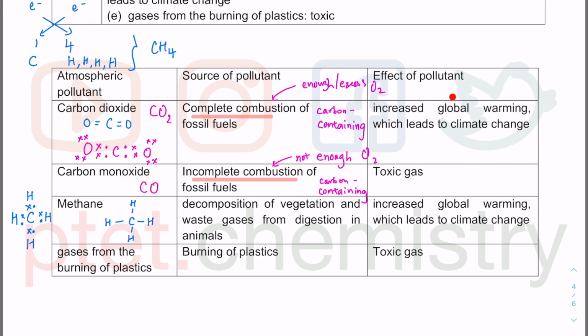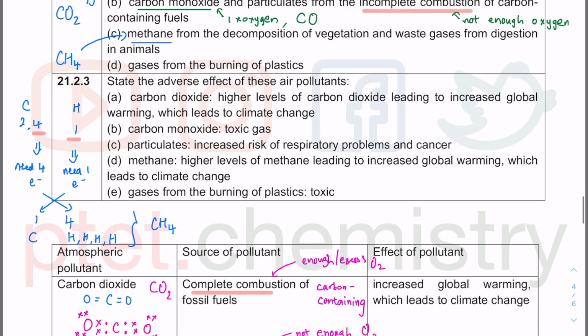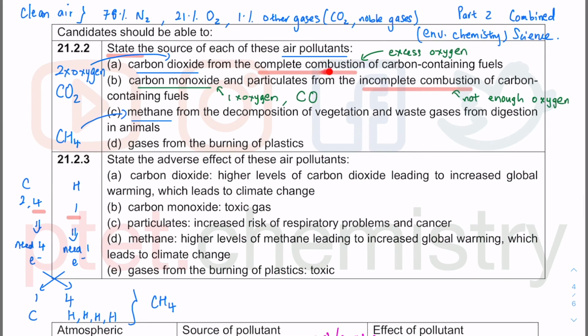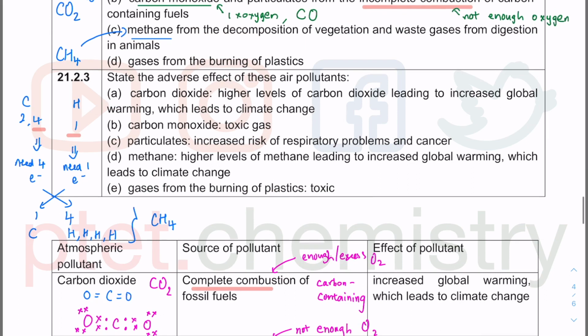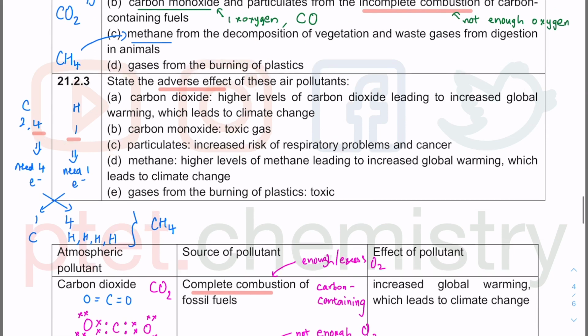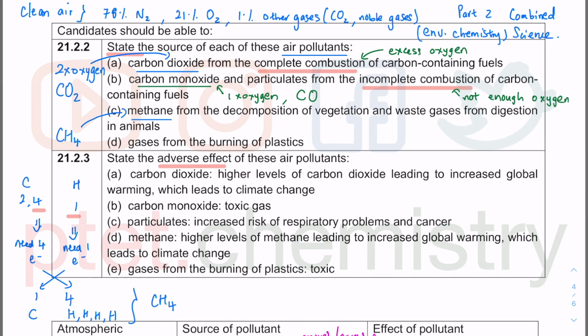What is the effect of the pollutant? Because you need to be able to state the source, where do they come from, and what is their bad effect. Adverse means very bad effect, very harmful effect. Adverse means harmful or bad or terrible effect. So not just where they come from, but also what is their effect.